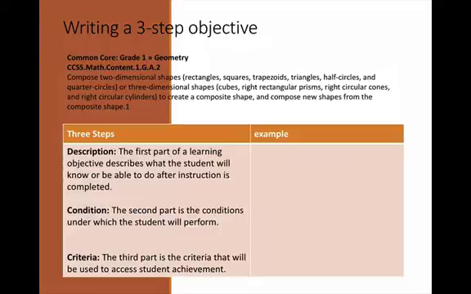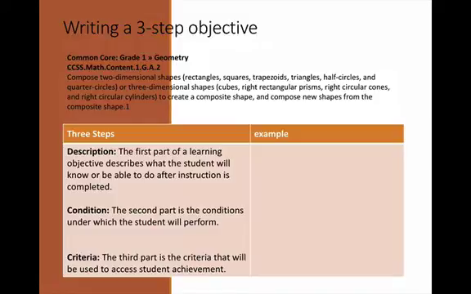Okay, so a three-part objective consists of a description, a condition, and a criteria. The description describes what they will know or be able to do after the instruction is completed. The second is the conditions under which students will perform that. And then the third one is to what level of success students need to achieve. Okay, let's have a look at an example.